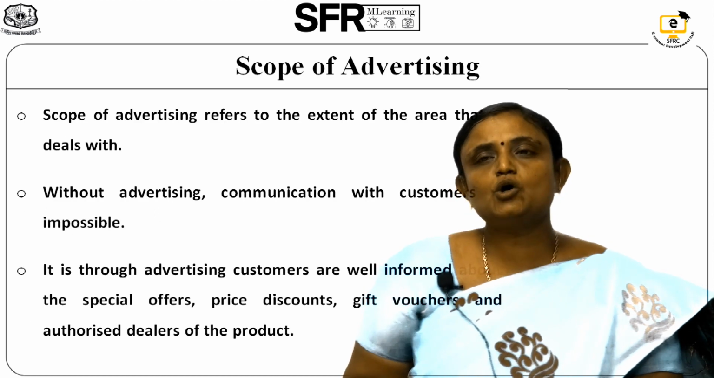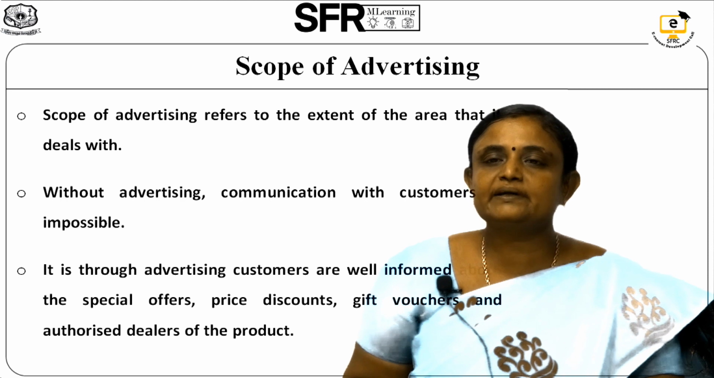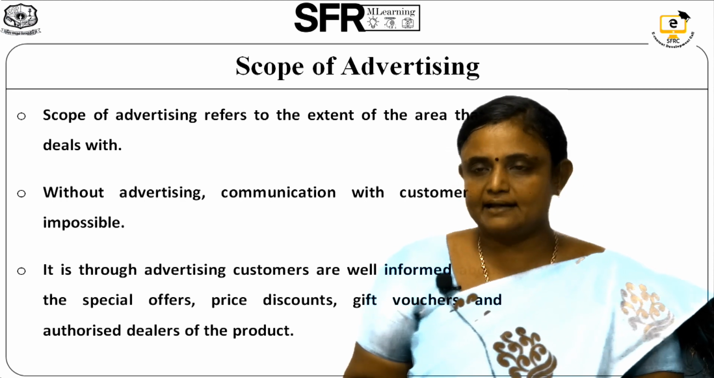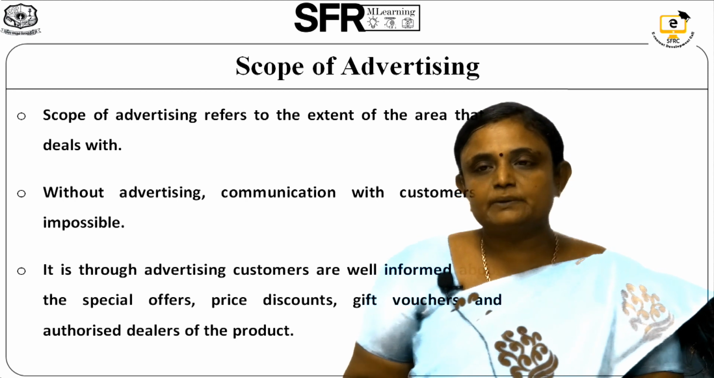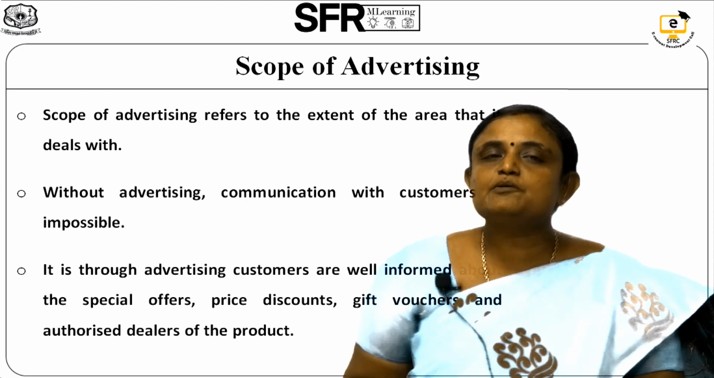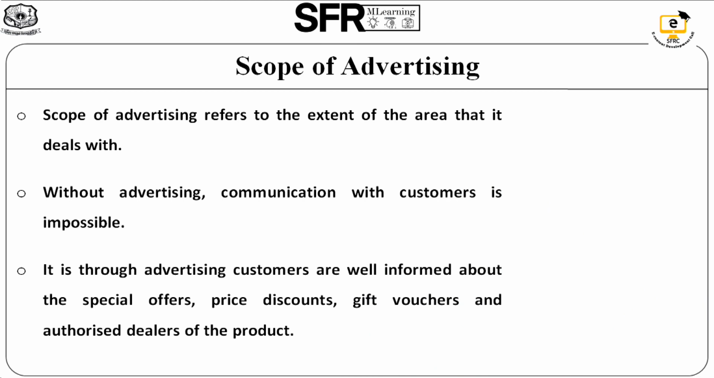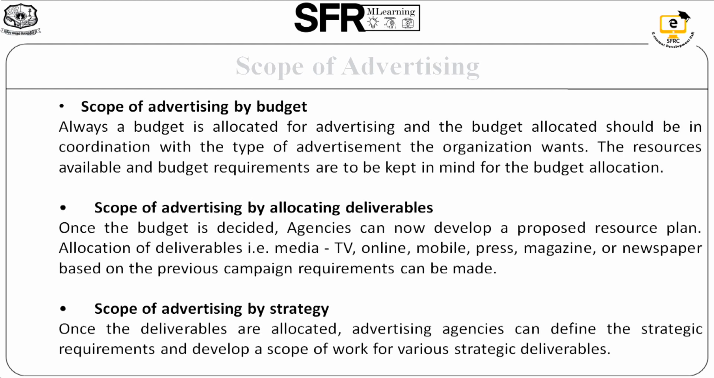And then the scope of advertising. What do we mean by scope? It is the extent, the area to which the advertisement can deal with. Without advertising, conveying the information to the customers was not at all possible. Advertisement helps the manufacturers and marketers to convey the information about the features, benefits and all information about the product, and it conveys all the information regarding the products and services to the customers.